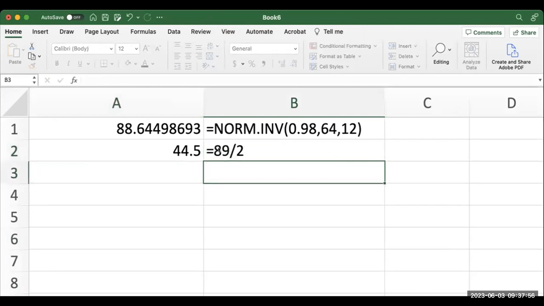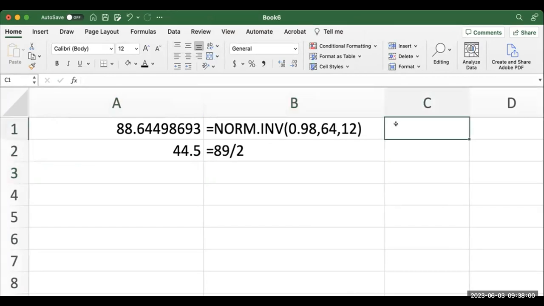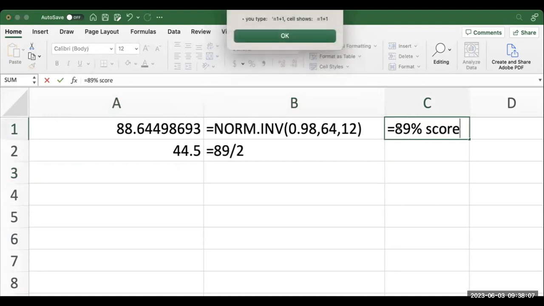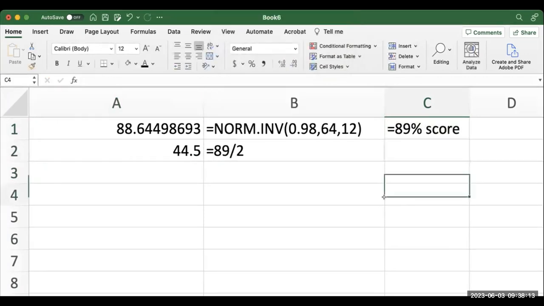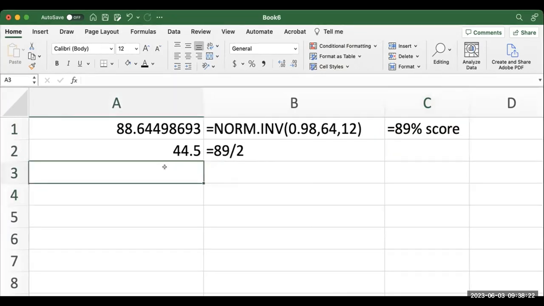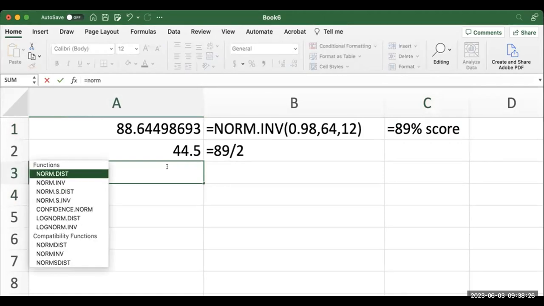I put this in just so you can see the formulas that I use, because this one gave me 89. That was Sarah's actual score on the test. So then I divide that by 2, and now I've got to do it again. What do I have to do? I have to do the regular percentile. So now I have to get the percentile of 44.5, and I use the normal distribution to find the percentile.